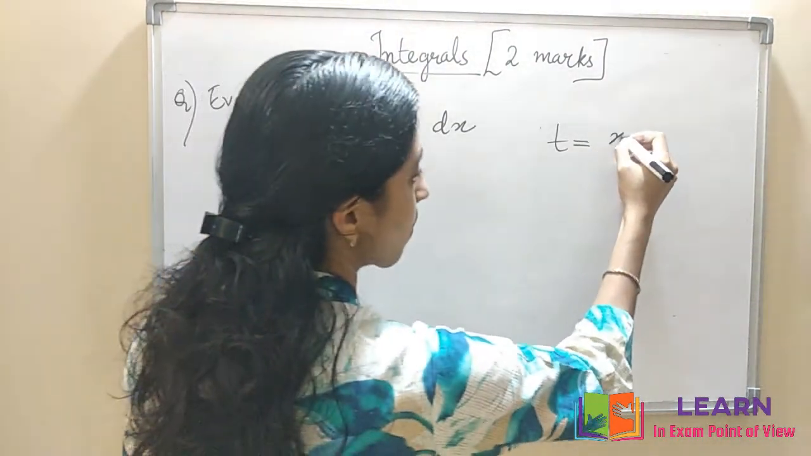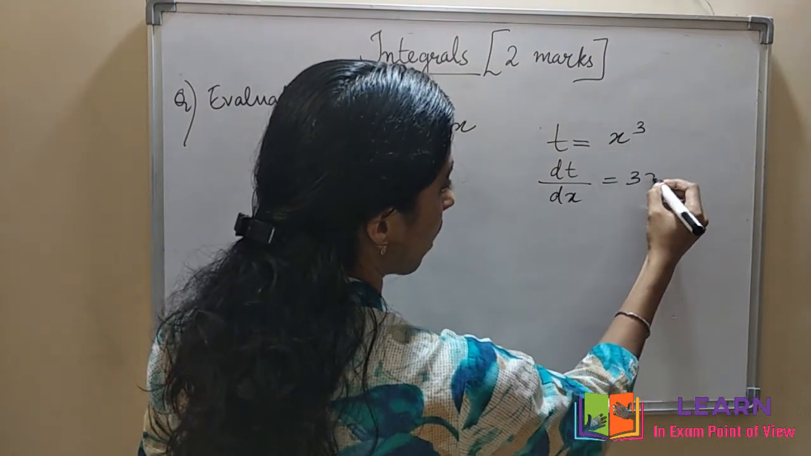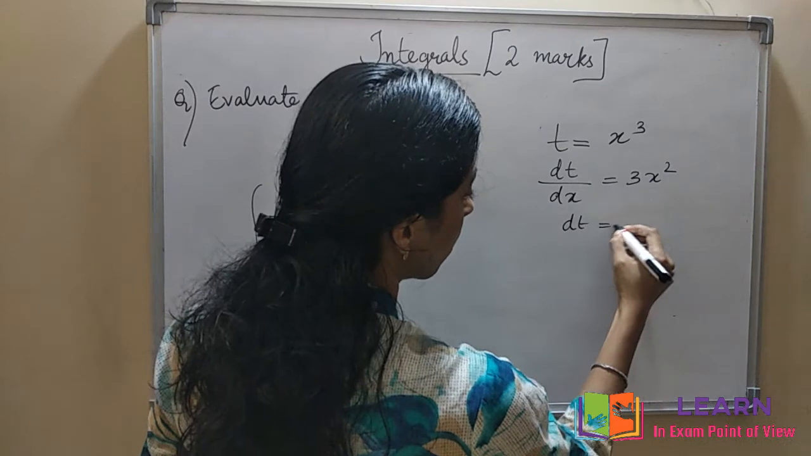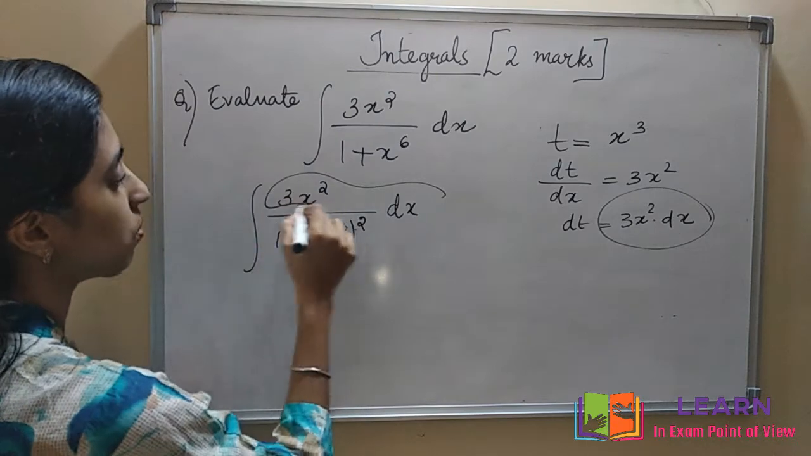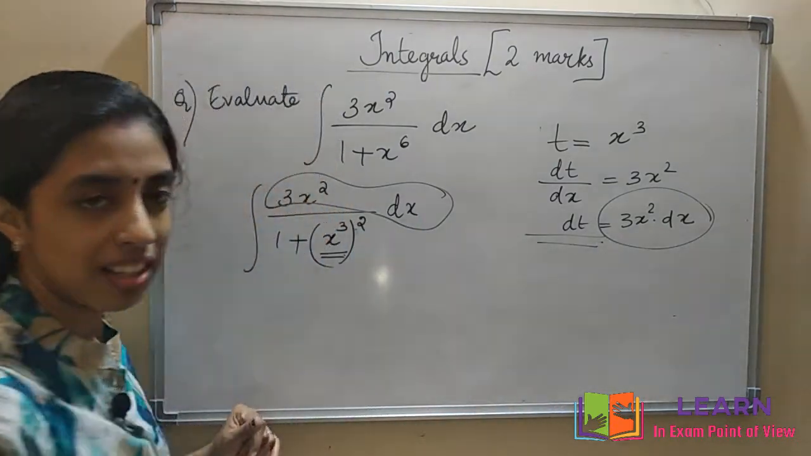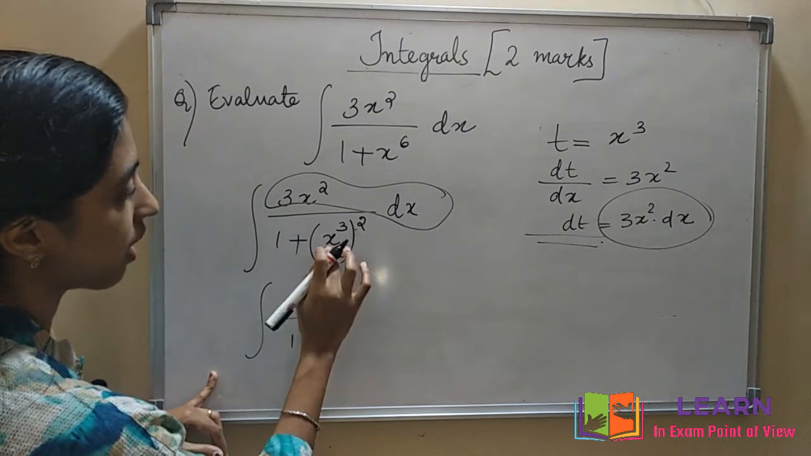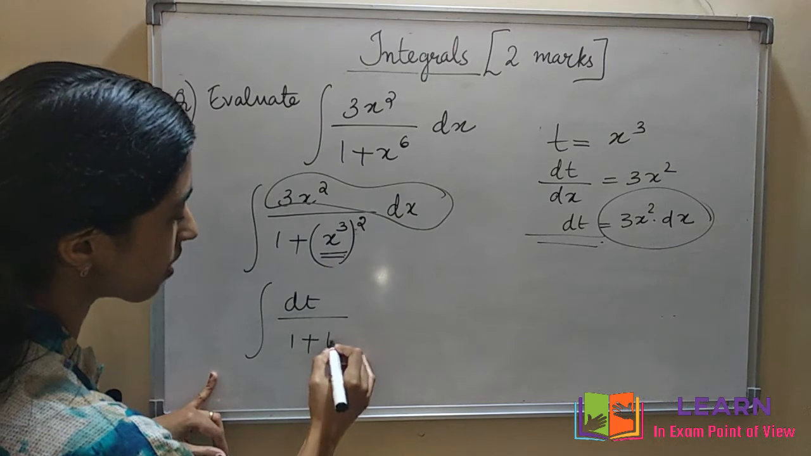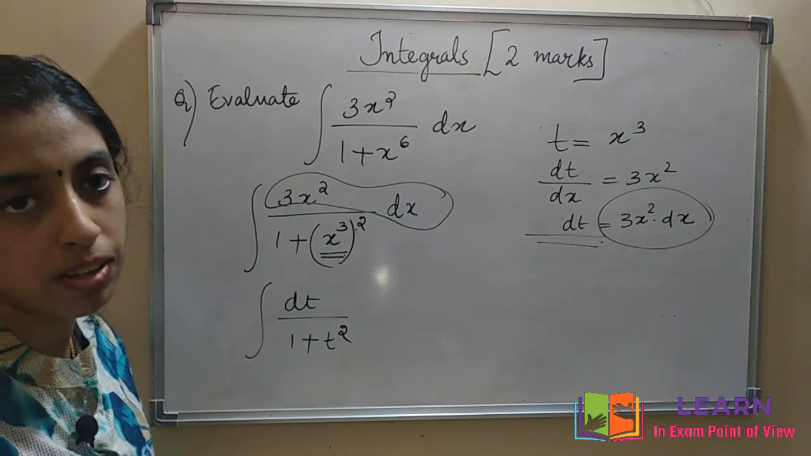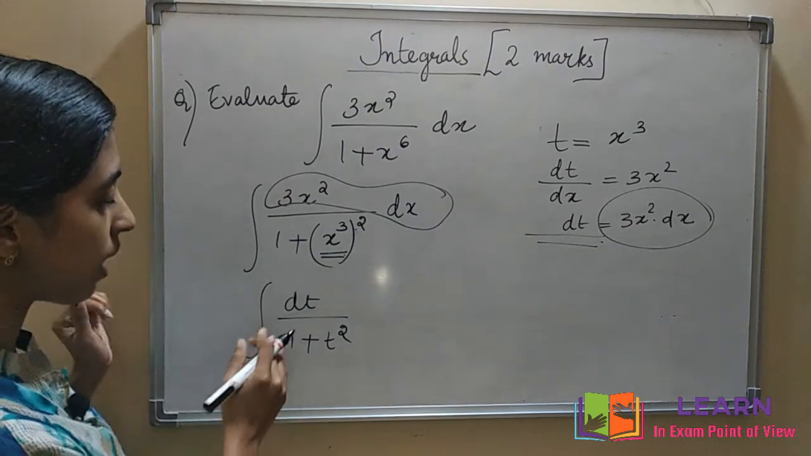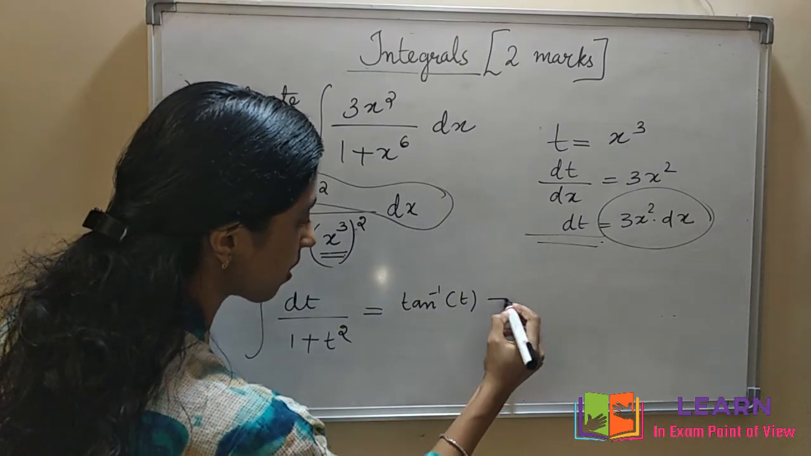X cube. Now on differentiating with respect to x, what is that? 3x square. Then dt is 3x square into dx, which is the term here in the numerator. Clear? So we got dt. Now 1 plus x cube is t, so t square. Now we know the integral of 1 by 1 plus x square is tan inverse x. So the integral of 1 by 1 plus t square is tan inverse of t plus c.